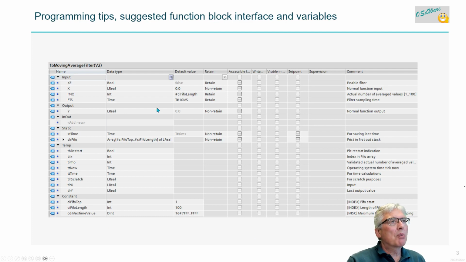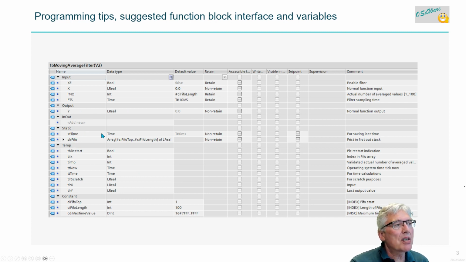And now there are some programming tips too. Suggest a function block interface. We talked about XE, enable filter. X, what we're going to take the average of, the number, the sampling time. There is the default value. Just put them in here, and the output long real, we don't have.